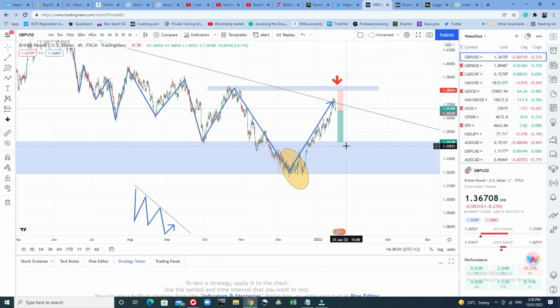So what we're saying is that we believe the market is going to push to the downside, and once the market pushes to the downside, we're going to be in profit, and we expect the market to stop around here, and hit here as our take profit.